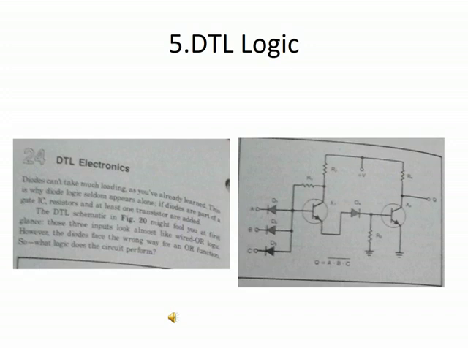The diode transistor logic has the transistor here, diodes D1, D2, D3 here, and D4 here. The inputs are A, B, C, and the output is Q.